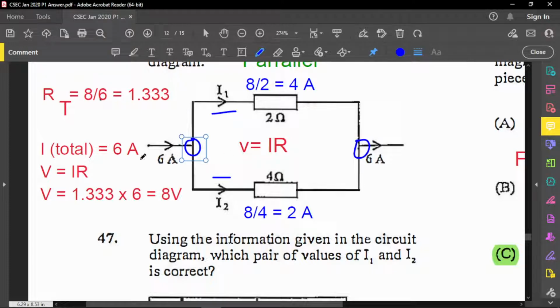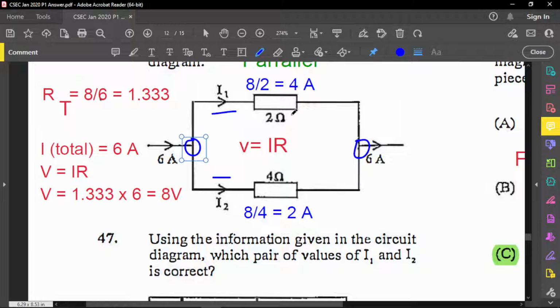You must get 6. All right, so let's go back to this again now. V is equal to IR. The voltage in a parallel circuit must remain the same. So the voltage in the circuit equals the total current, which is 6 amperes, times the total resistance, which is 1.33 continuing. So voltage is 1.3333 times 6, which gives you roughly 8. When I use the exact value, I get 8. So I use that, and 8 is the voltage going into the circuit.